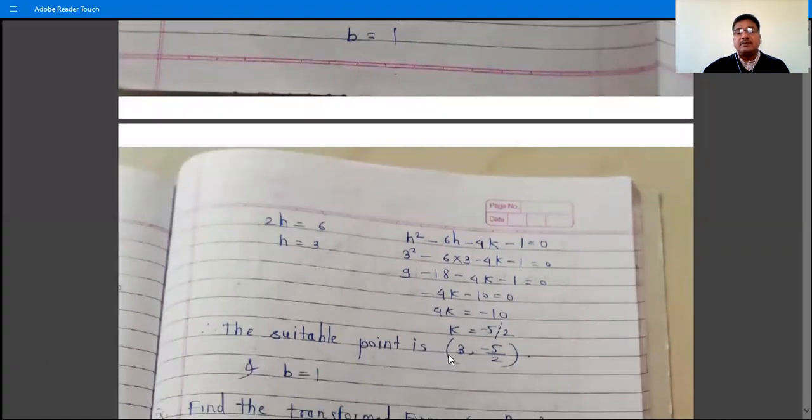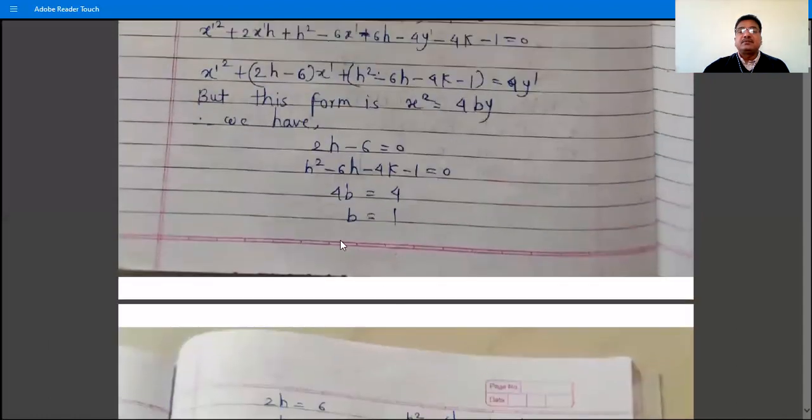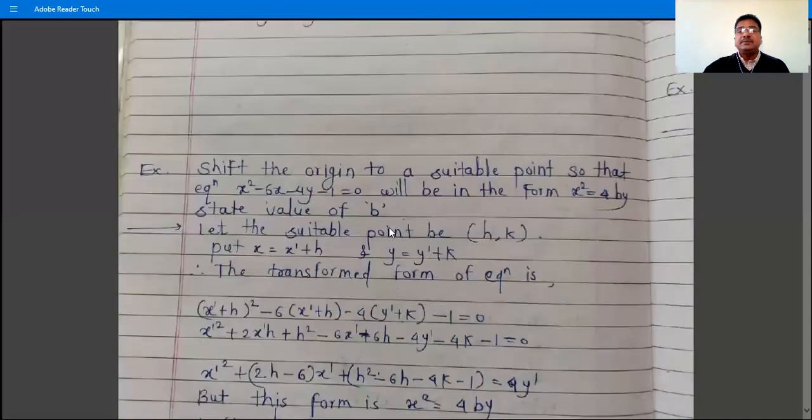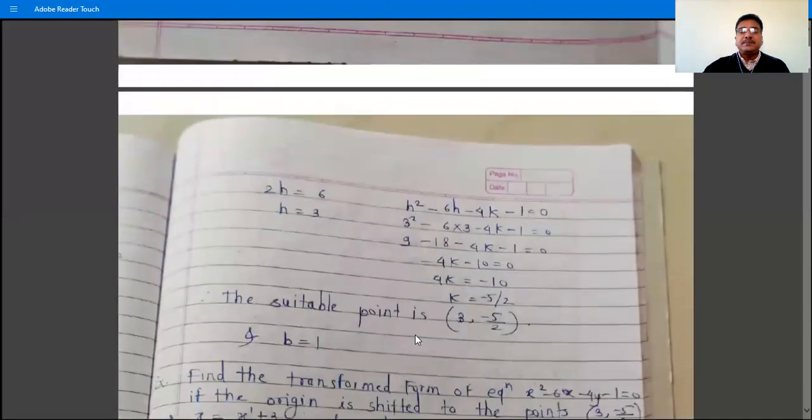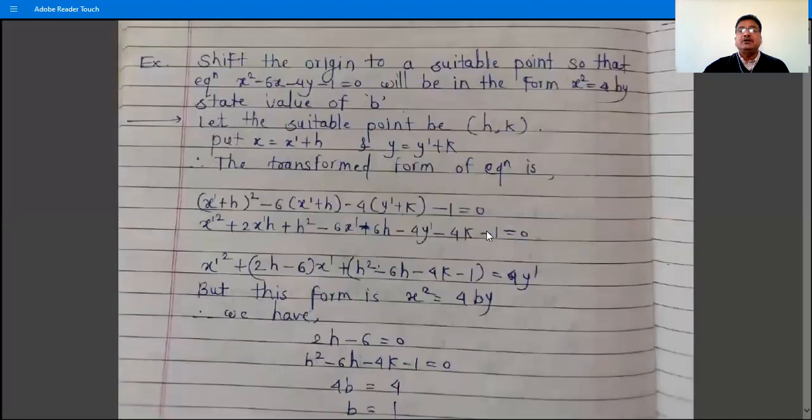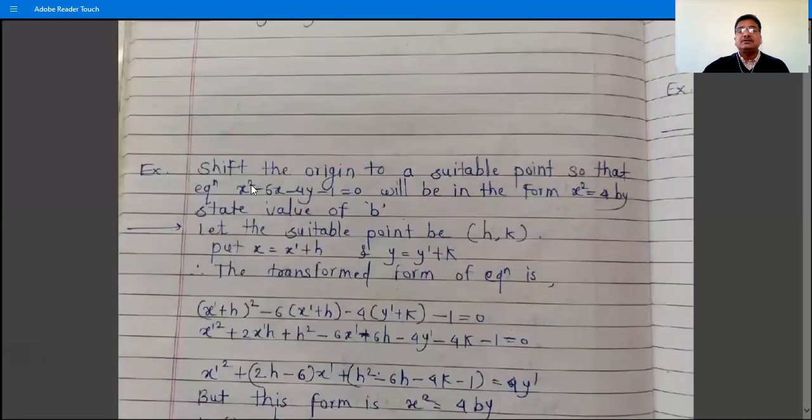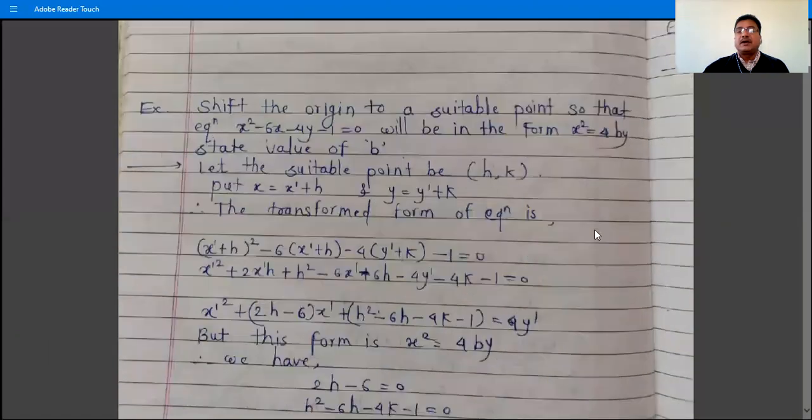And so the suitable point is h is 3 and k is minus 5 by 2. So write in round brackets (3, minus 5 by 2), and b is 1. So if we shift the origin to this point (3, minus 5 by 2), then this equation transforms to this form: x dash square is equal to 4by dash with b equal to 1. That is, this equation transforms to x square is equal to 4y.